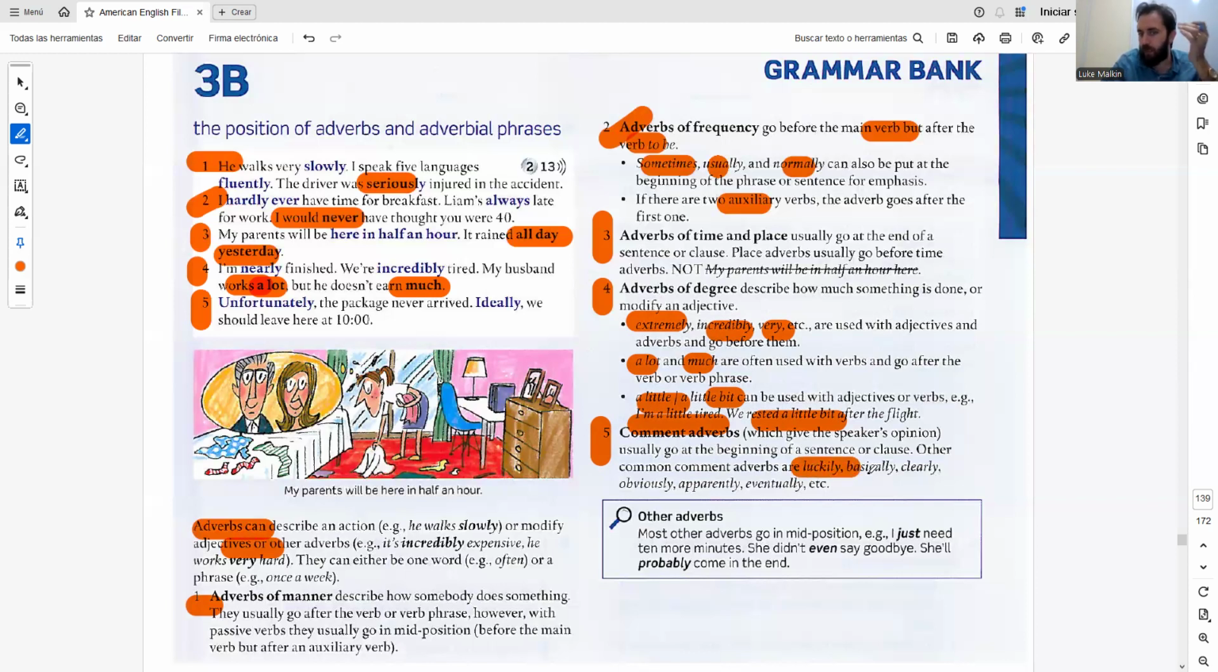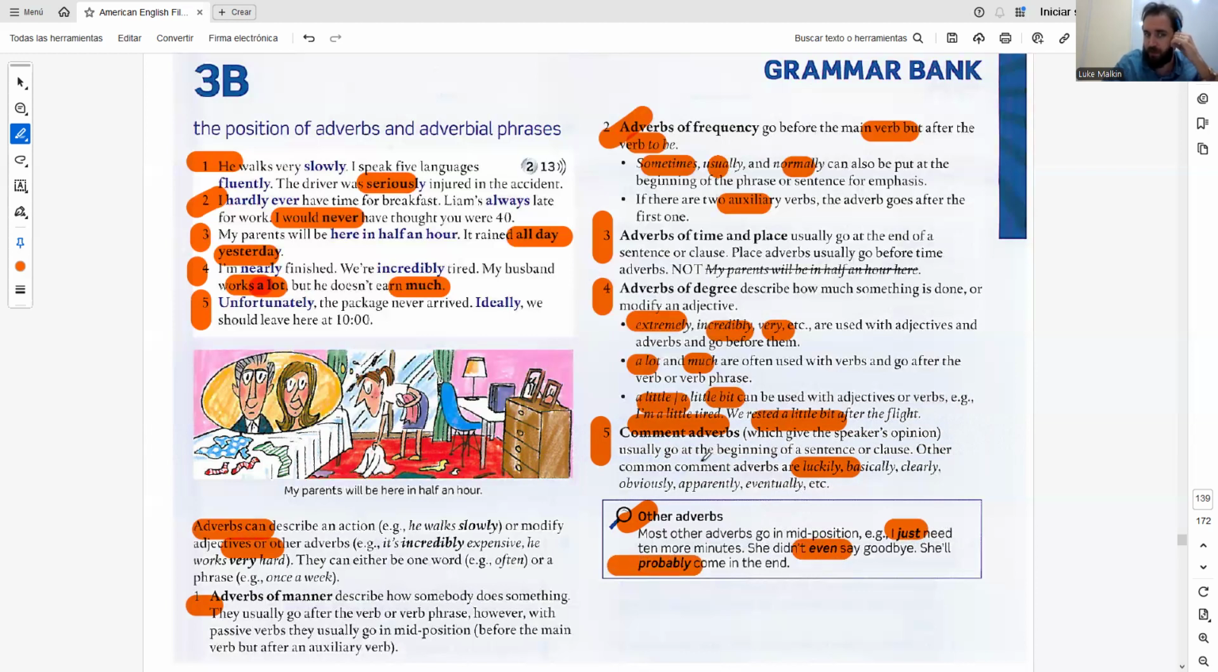So other words like luckily, basically, clearly, obviously, apparently, eventually, all of these words are giving you some idea of how I feel about the situation, and my feelings are important. So I put it at the very beginning of the sentence. Other adverbs, because there are a million different kinds, right? Most other adverbs go in mid position, like I just need 10 more minutes, or she didn't even say goodbye.